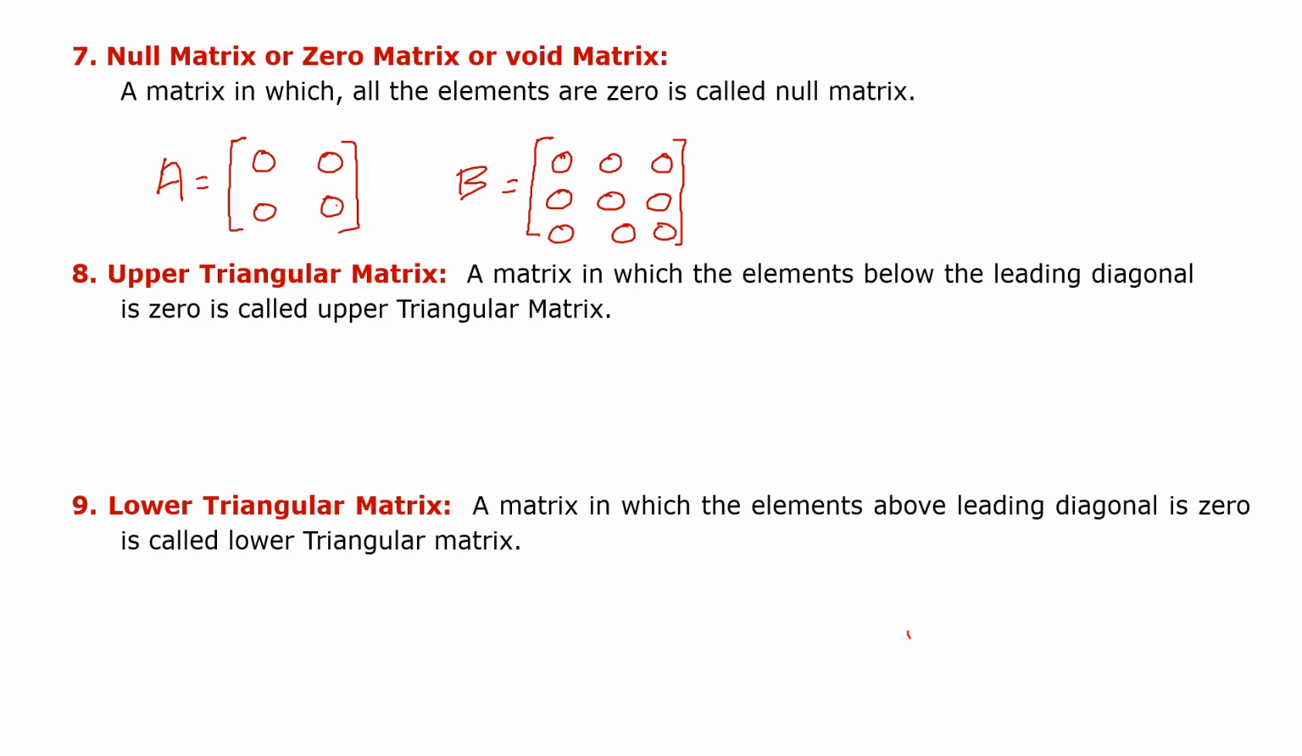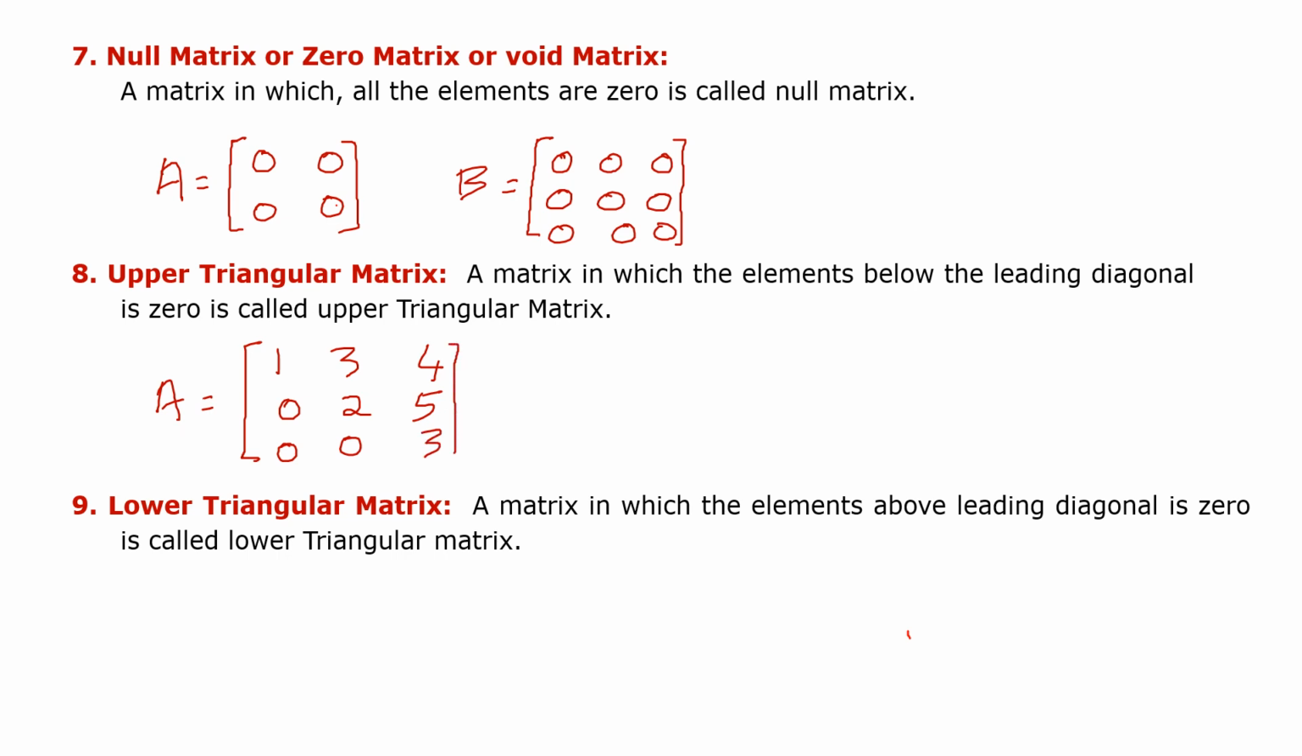Next comes the upper triangular matrix. So here the elements below the leading diagonal should be 0. Leading diagonal or principal diagonal, it is the same. So the elements below the leading diagonal should be equal to 0. So for example, matrix A is equal to 1, 3, 4, 0, 2, 5, 0, 0, 3.